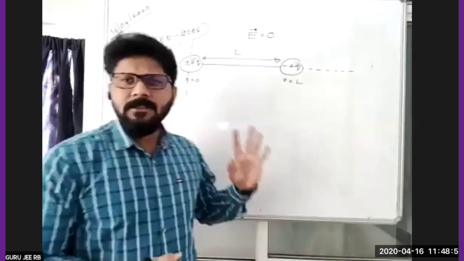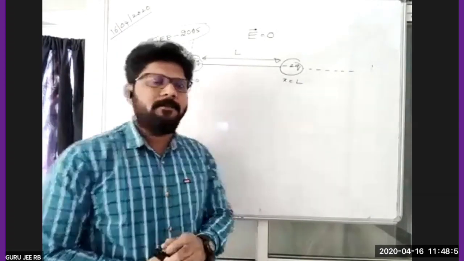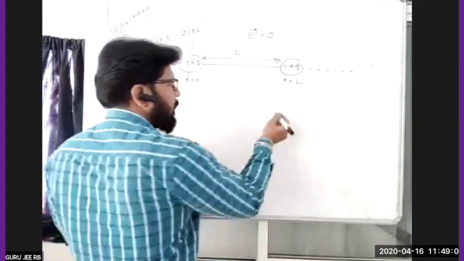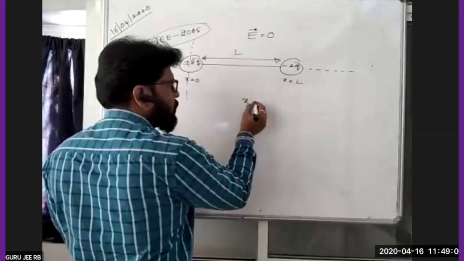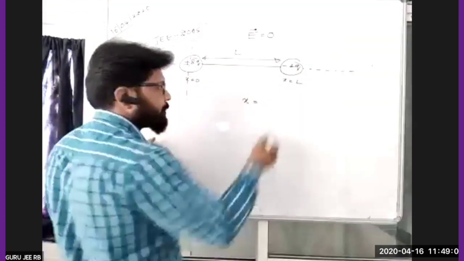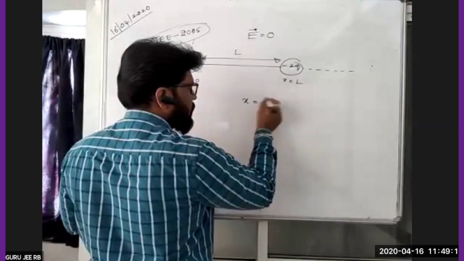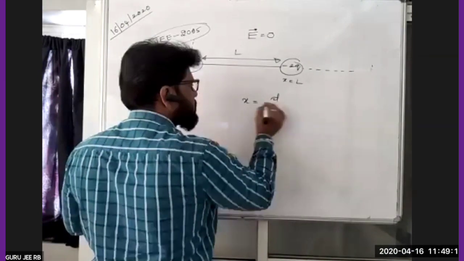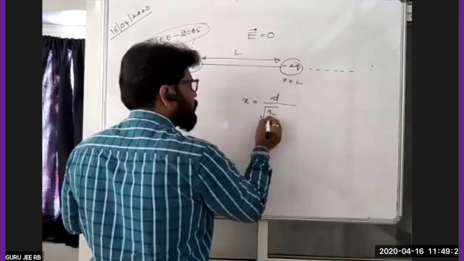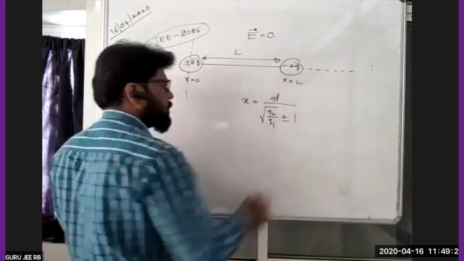We can use the formula-based concept. The formula we already discussed: the null point is x equal to d divided by the square root of q2 by q1, plus or minus 1.